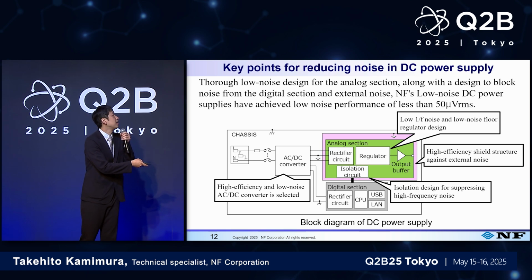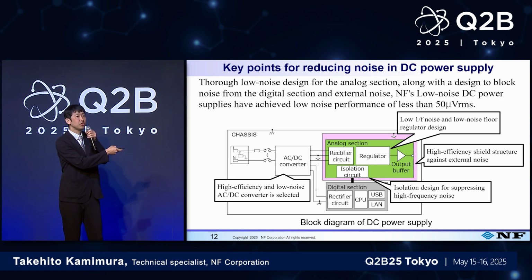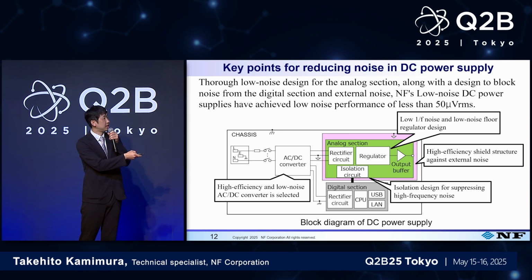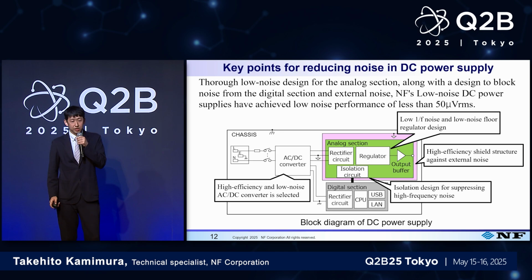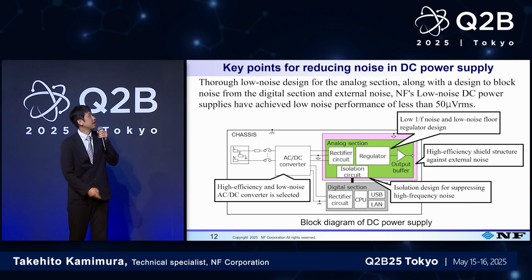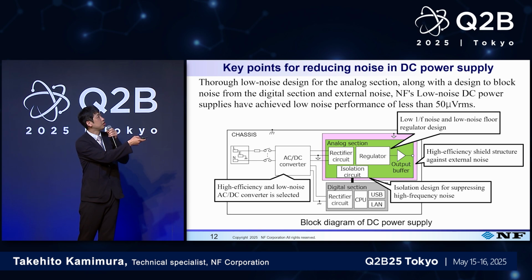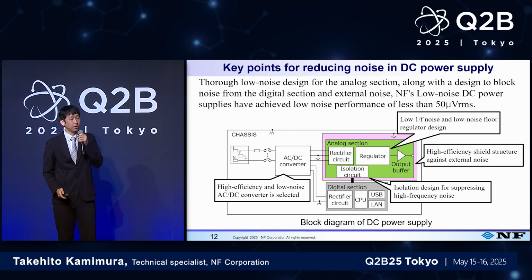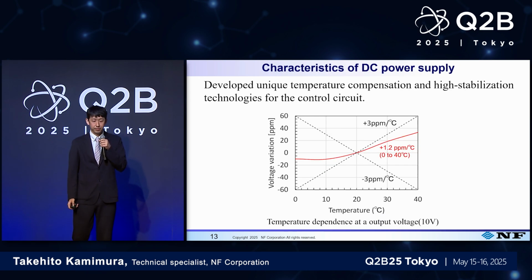In addition to low noise design of the analog section, low noise AC-DC converters, isolation circuit designs to block noise in the digital section, and disturbance countermeasures such as double shieldings are used. A thorough low noise design is implemented. And as a result, we achieved low output noise performance of less than 50 microvolt RMS.